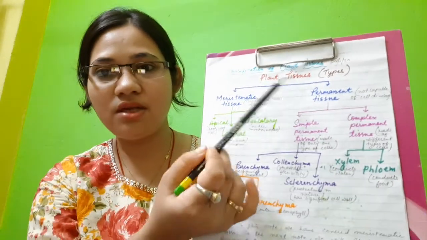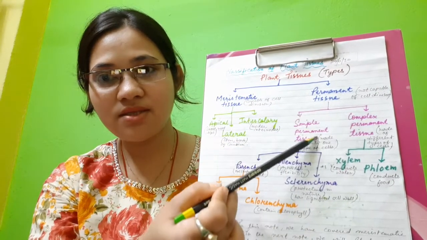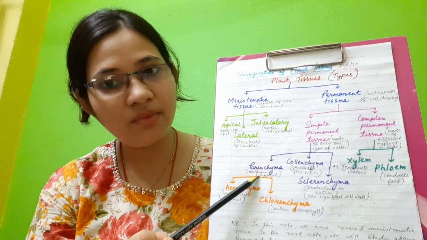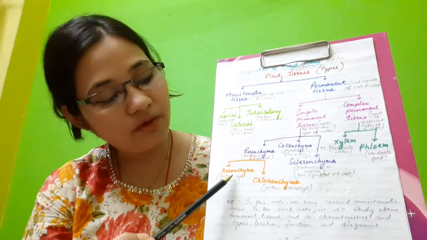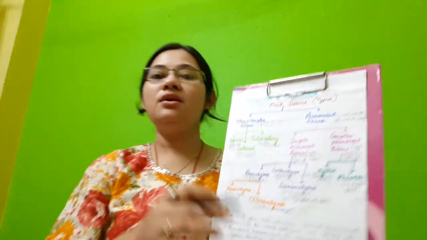So today we will study about plant tissue, permanent tissue, then simple permanent tissue, then the first one, that is parenchyma. Parenchyma is again of two types, that is aerenchyma and chlorenchyma. Now you know that permanent tissues are those tissues which are formed from meristematic tissues and they have lost their power of cell division. So what is their function?